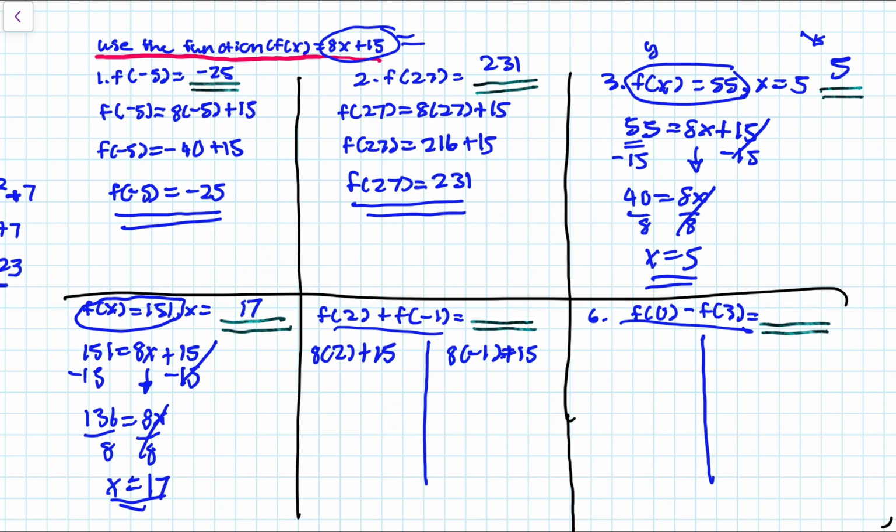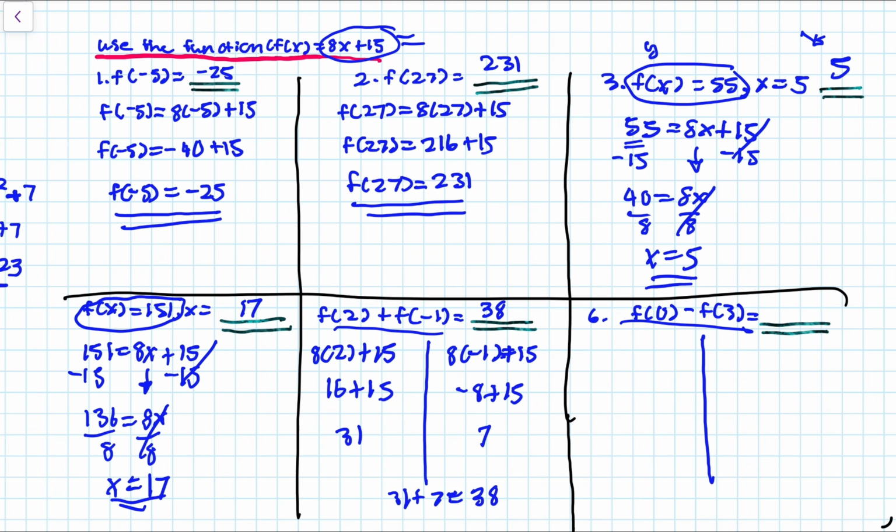Okay, so 8 times 2 is 16, and 16 plus 15 is going to be 31, and negative 8 plus 15 is going to be 7. So we're going to do 31 plus 7, which is going to be 38, and that's going to be our final answer for this. Pretty simple, huh?